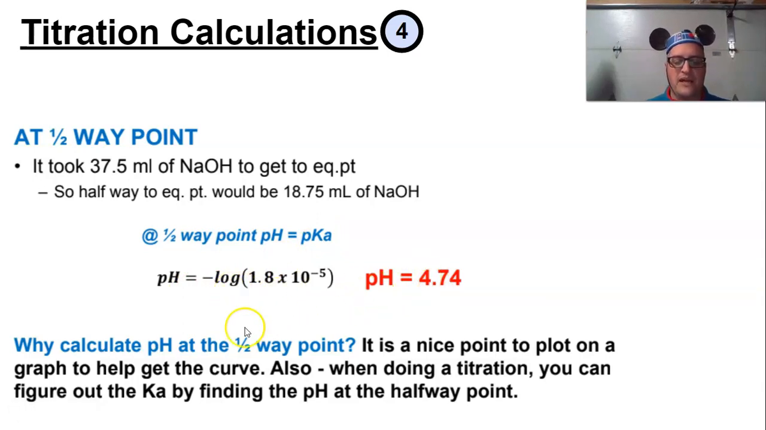So again, why even calculate it? It's a nice point to have, right? Because really you have your starting point and your equivalence point, which is way high up. So halfway should be halfway up on the curve as it increases before it sharply increases to your equivalence point. Also, when doing a titration, you can figure out what Ka is by finding the pH at the halfway point. And guess what? I believe that's what we're going to be doing in our lab.